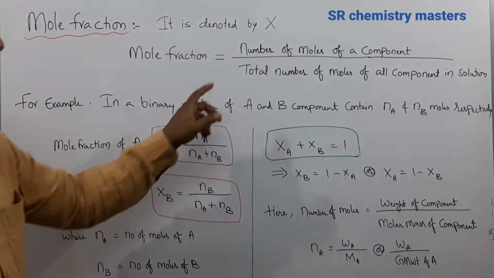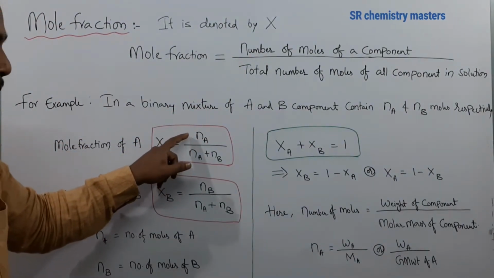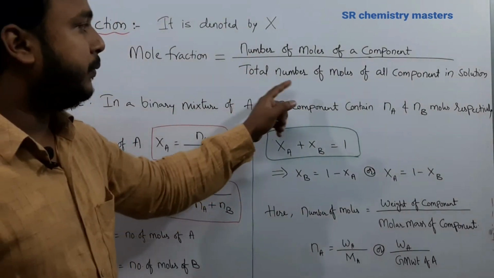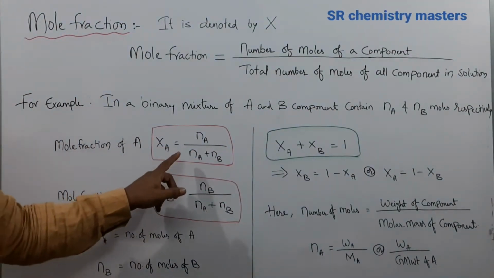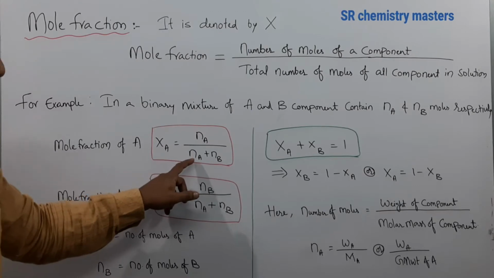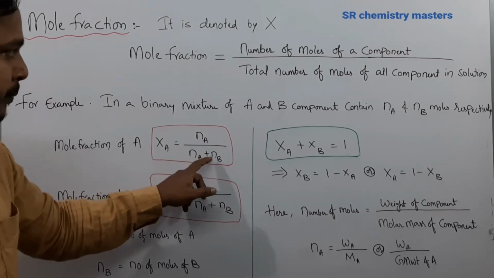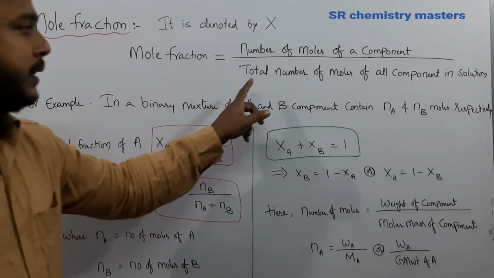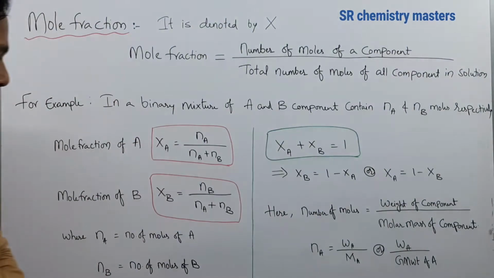As we know, the numerator is the number of moles of the component, here the A component. The denominator is the total number of moles of all the components in the solution. Here we have two components, the A component and the B component, so we take N of A plus N of B, that is the sum of the number of moles of all the components in the solution.